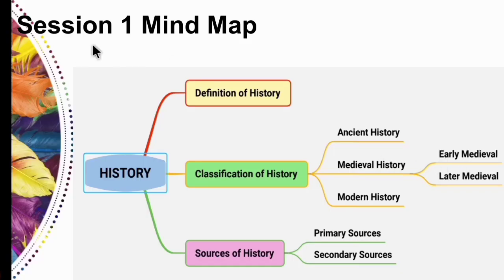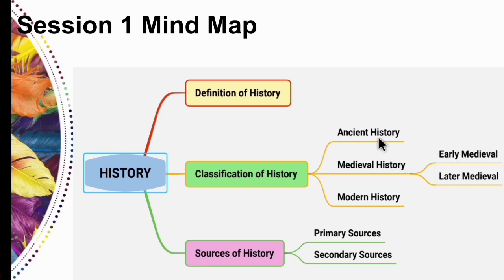In session 1, I explained the definition of history. History is the study of past events in chronological order. Then I told you about the classification of history. Based on the time intervals, it is classified into ancient history, medieval history, and modern history. In this unit, we are going to see only medieval history, which is further classified into early medieval and later medieval.